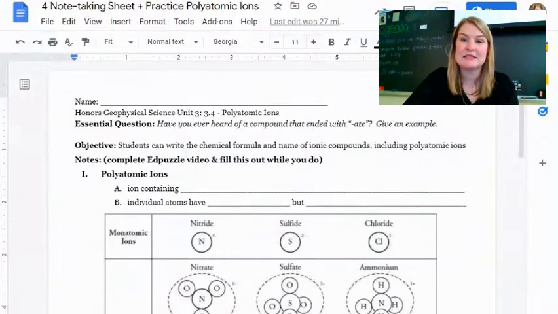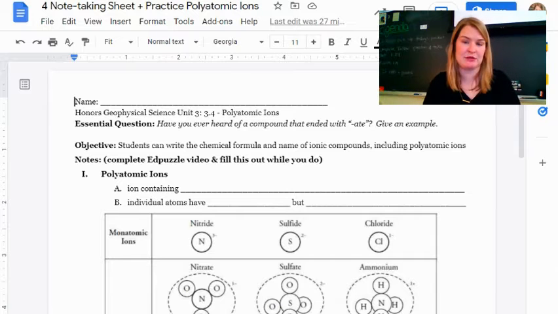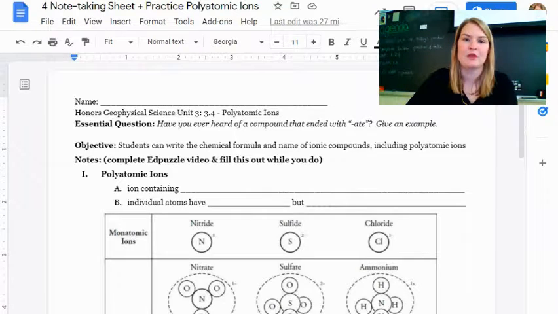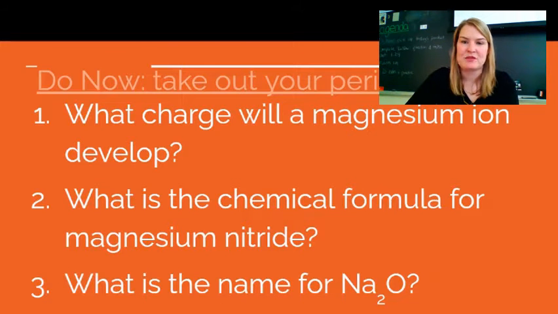Hi everyone, for this assignment you are going to need your 3.4 paper out. I'd also recommend having your periodic table handy. And while you complete this EdPuzzle, if you're working with a friend right now, that's fine. Just make sure you're both completing the EdPuzzle because I'm going to check to make sure that everyone completed it. So if you are doing this right now with someone else, just make sure you both have your own devices going. So you've got some Do Now questions.